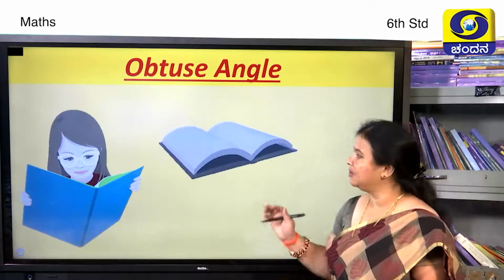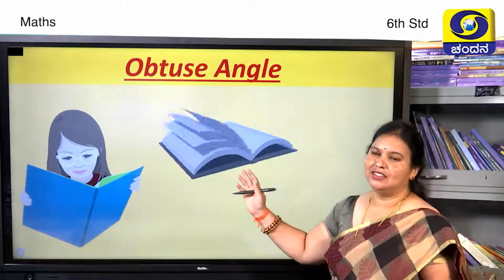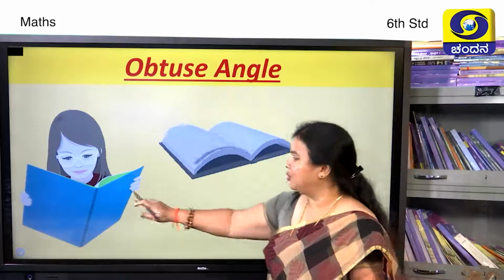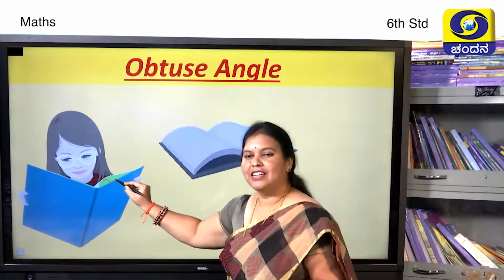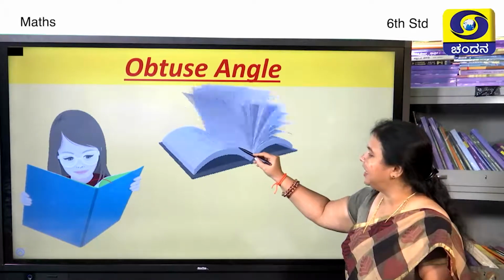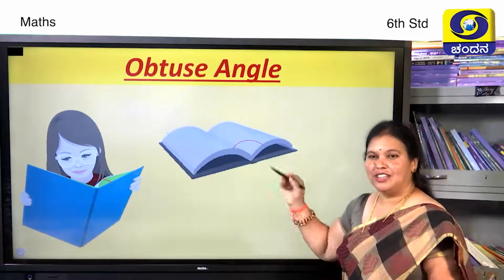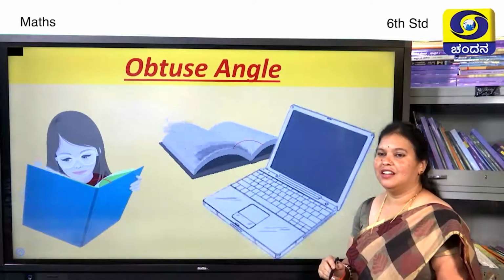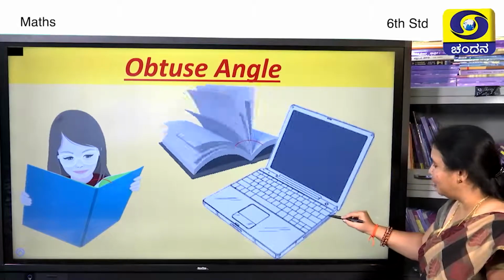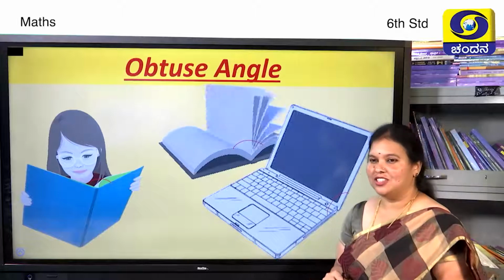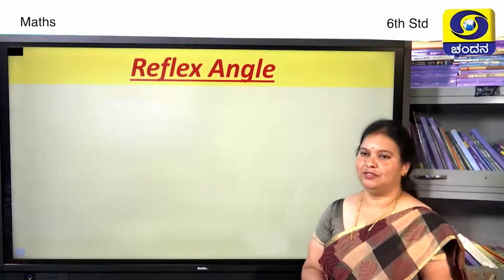Here are some examples for obtuse angle in our daily life. Observe the book binding. Here we can find an obtuse angle, and in the angle between these animated pages we can find an obtuse angle. And also in this laptop we can find an obtuse angle. Did you understand, children?